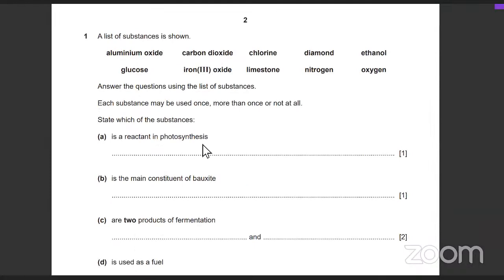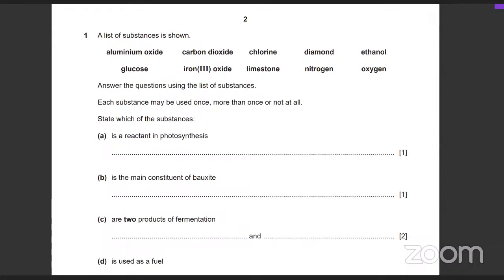Which one is a reactant in photosynthesis? Does anyone know what the equation for photosynthesis is? What's photosynthesis? It's carbon dioxide plus water, and they're going to form glucose and oxygen. And you need chlorophyll for that, and you need sunlight for that. So the answer to the first one is carbon dioxide.